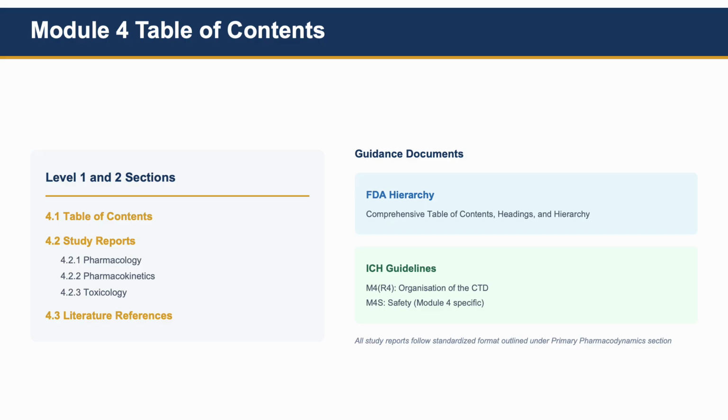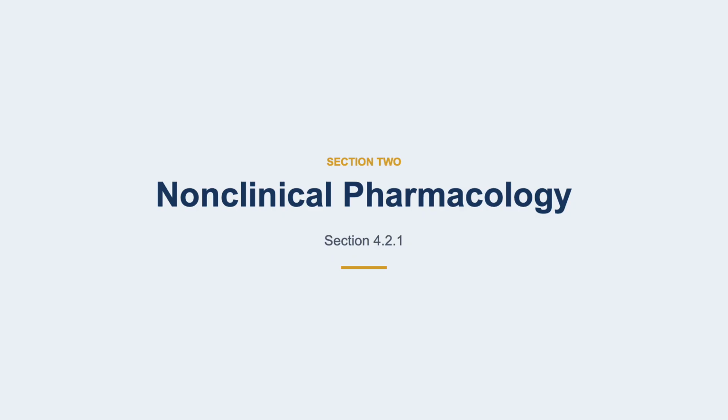For FDA submissions, the detailed hierarchy can be found in the comprehensive table of contents, headings, and hierarchy document. For ICH region submissions, reference M4R4 for the CTD organization and M4S specifically for Module 4 safety content. We will now examine Section 4.2.1 in detail.